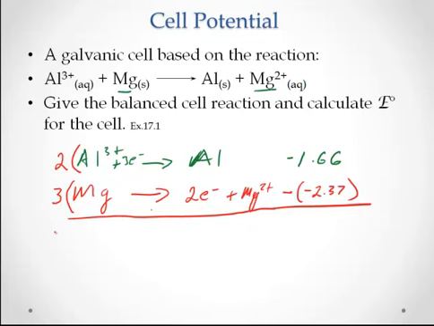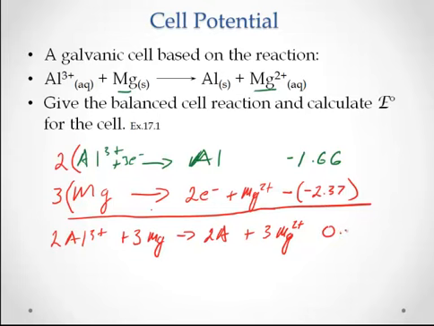And so the full reaction is 2 Al3+ plus 3 Mg yields 2 Al plus 3 Mg2+. And when I add those two together, I get 0.71 volts. Not too bad, right? So that's really all there is to it.